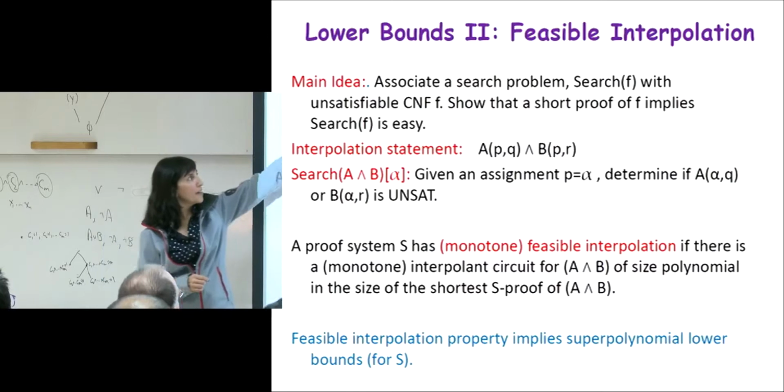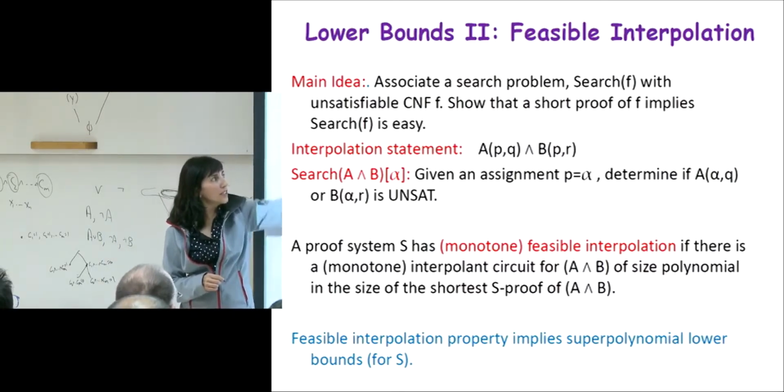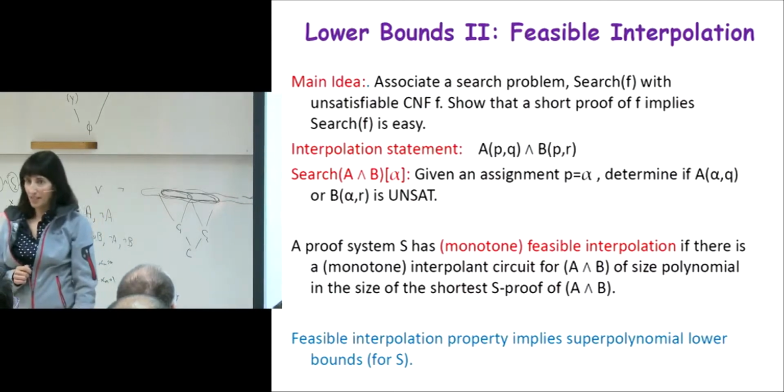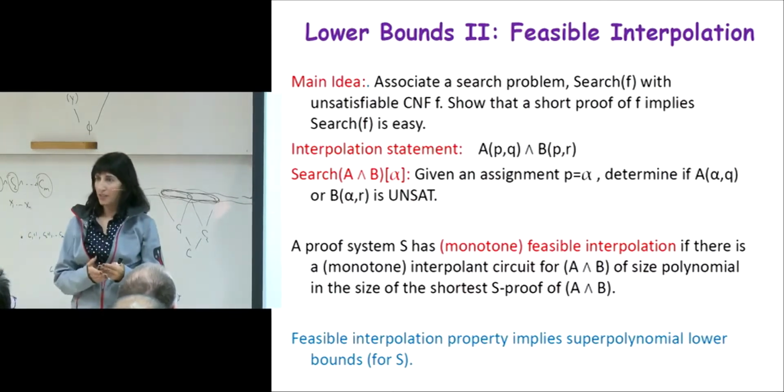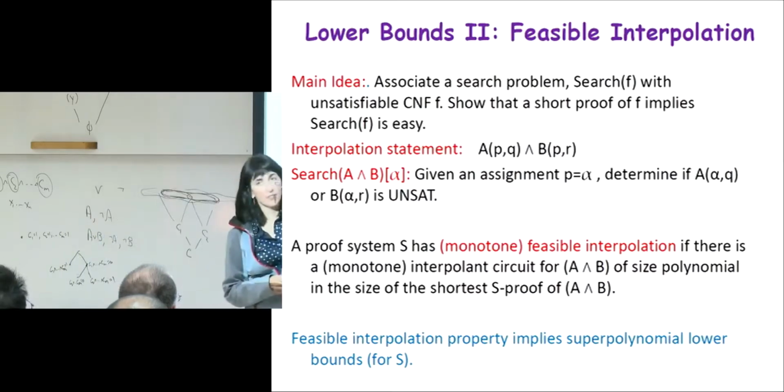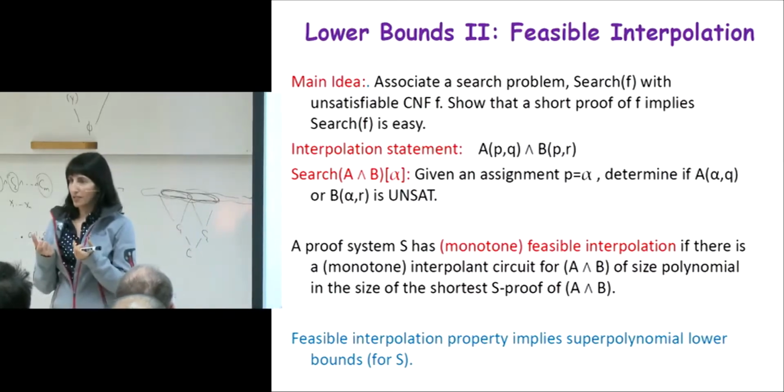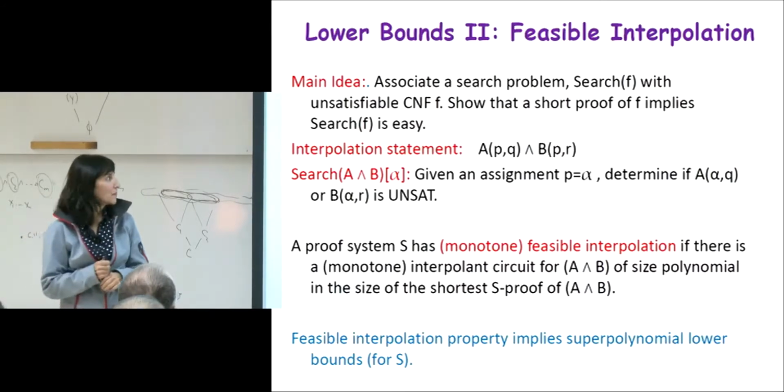The search problem for A and B is: given an assignment alpha to just the shared variables P. If the formula is unsatisfiable and you set all the shared variables to a value, you're left with two disjoint formulas, meaning variable disjoint. And since the thing is unsatisfiable, one of the two by itself has to be unsatisfiable. The interpolation search problem is to determine which side is unsatisfiable. They could both be unsatisfiable, in which case you can say either one. But obviously, if just one or the other is unsatisfiable, you have to know the difference.